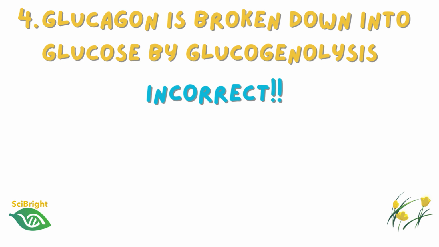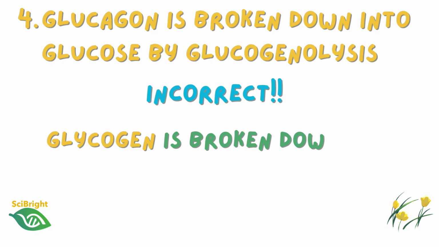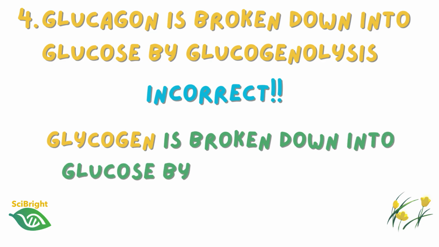Top error number 4 is a mix-up of terminology. Relevant terms, but used in the wrong context. Glucagon is the hormone that signals to cells via the second messenger system to increase glycogenolysis, to increase the availability of glucose. Here the student has mixed up glucagon with glycogen. Glycogen is the storage carbohydrate broken down during glycogenolysis.